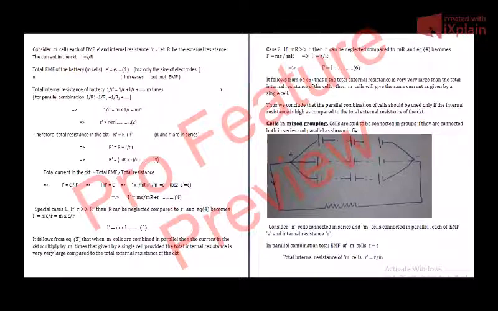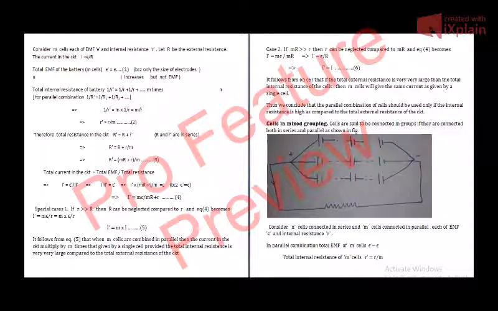It means I dash is equal to E upon R. That's I dash is equal to I. It follows from equation 6 that if the total external resistance is very large compared to the total internal resistance of the cells, then M cells will give the same current as given by a single cell. So it is a futile exercise to connect them in parallel if the external resistance is very large than the total internal resistance.